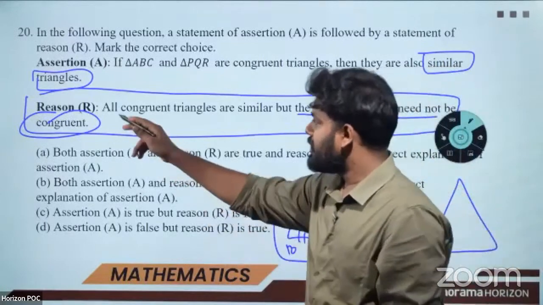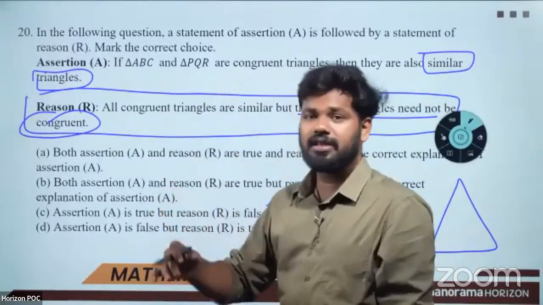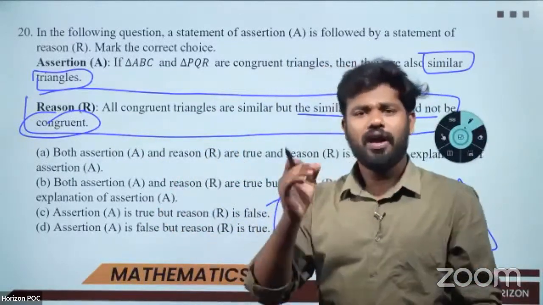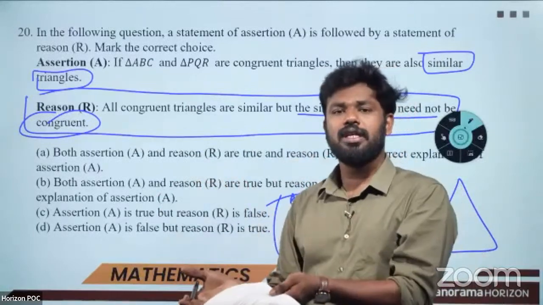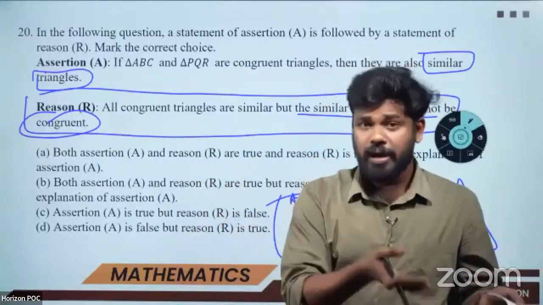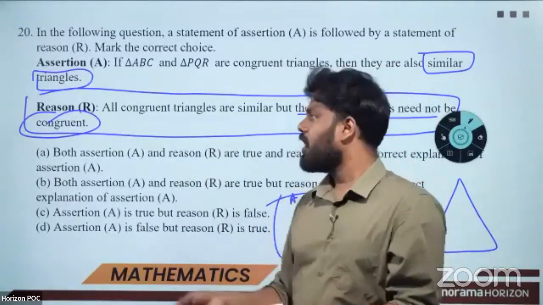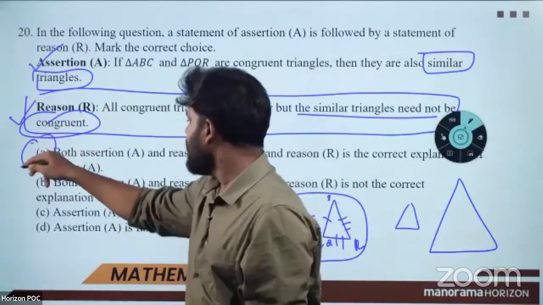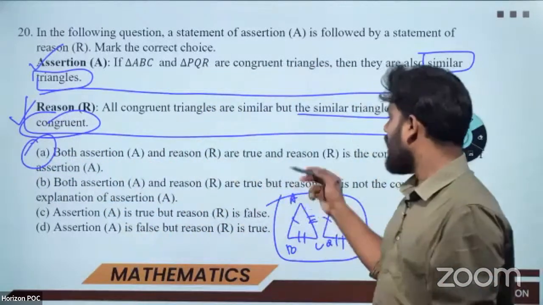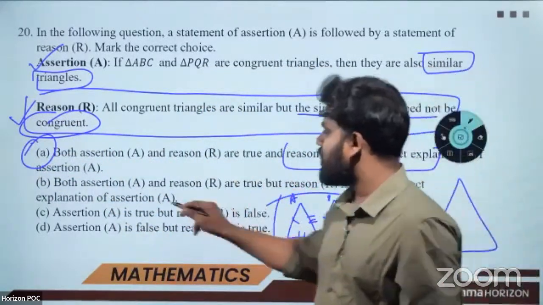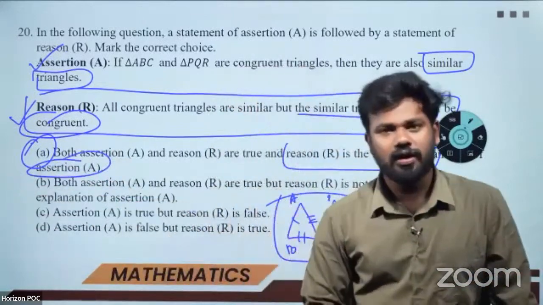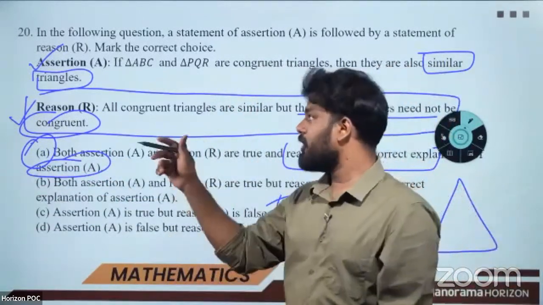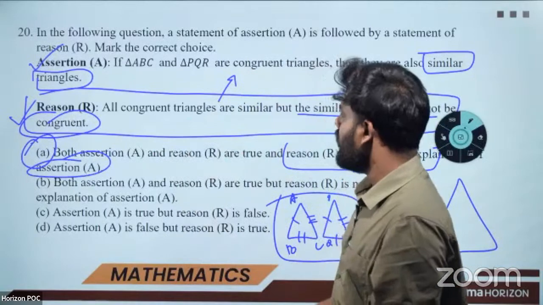So the reason, as a whole, is true, because congruent triangles are similar to each other, but similar triangles may or may not be congruent to each other. So the reason is also true. The assertion is also true. So option A, that is, the assertion and reason are true, and the reason is the exact explanation for the assertion. Got it? The reason is the exact explanation for the assertion given there.